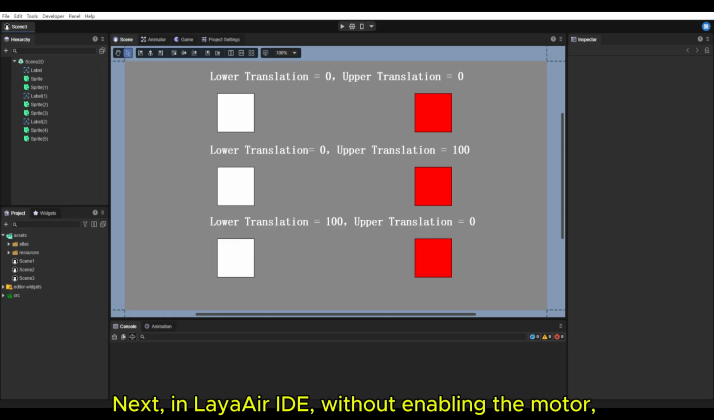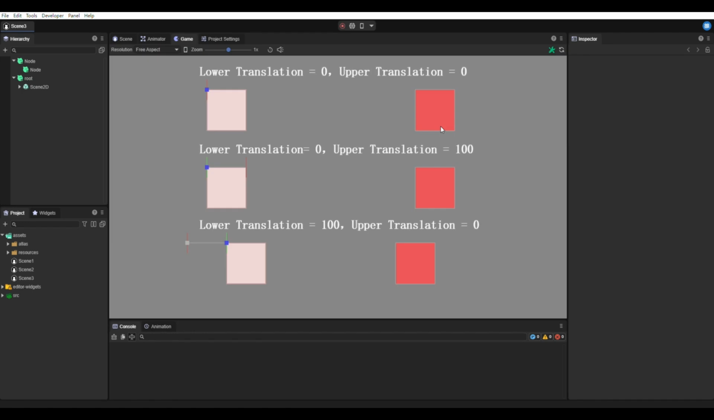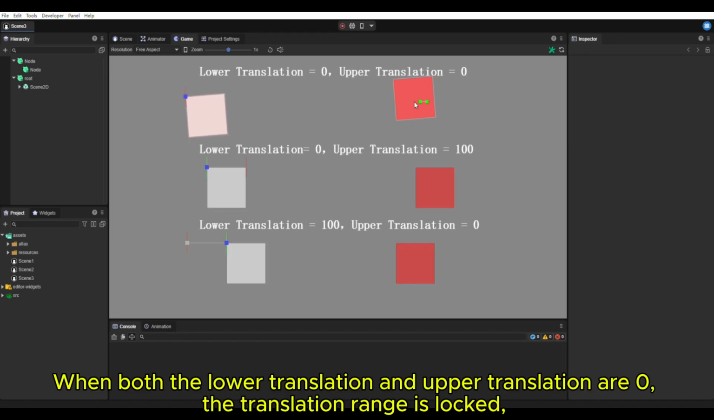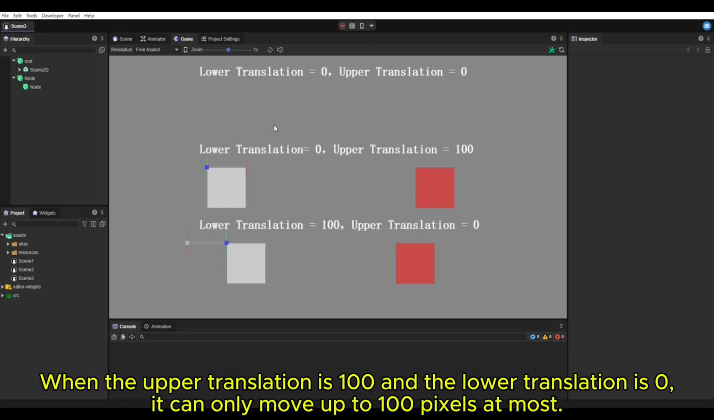Next, in LayaAir IDE, without enabling the motor, I'll help understand the range of lower and upper limits through mouse joint dragging. When both the lower translation and upper translation are 0, the translation range is locked, and the distance between the two rigid bodies can only be this distance. When the upper translation is 100 and the lower translation is 0, it can only move up to 100 pixels at most.